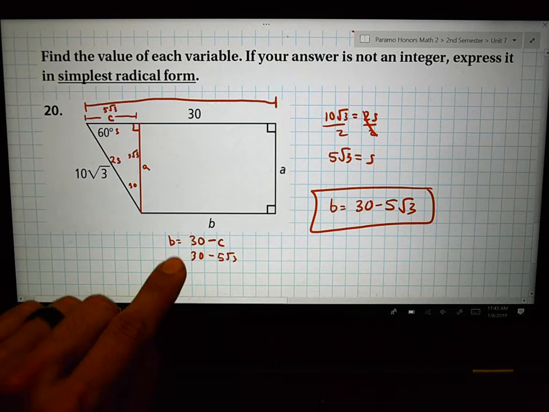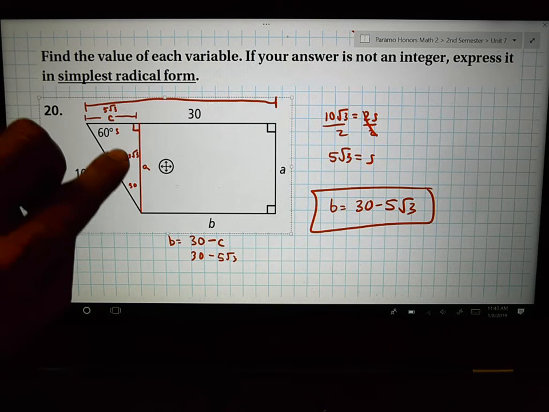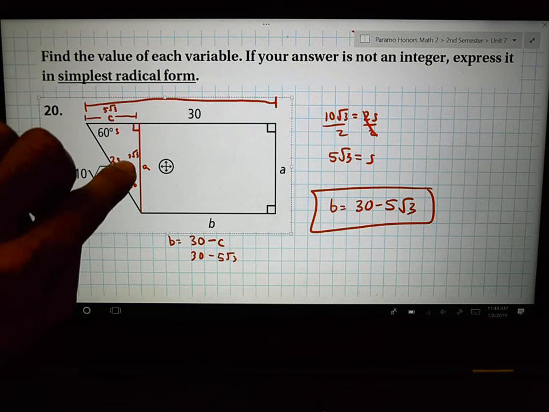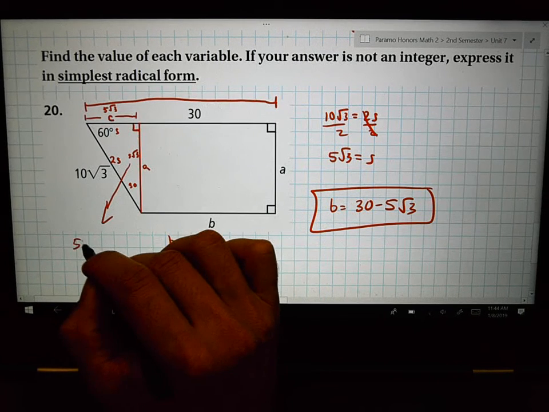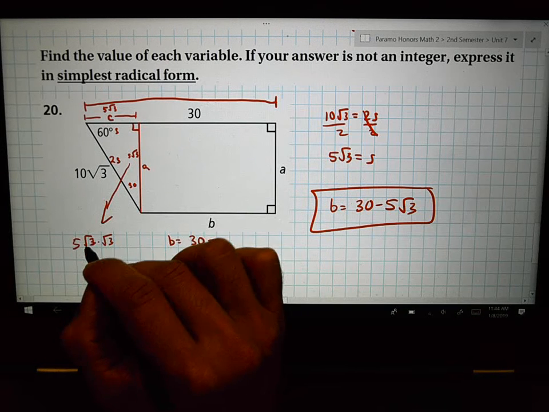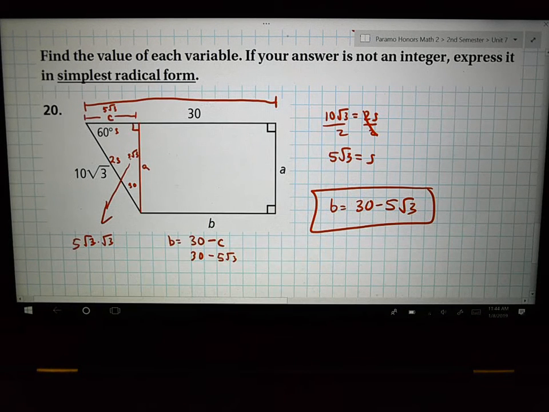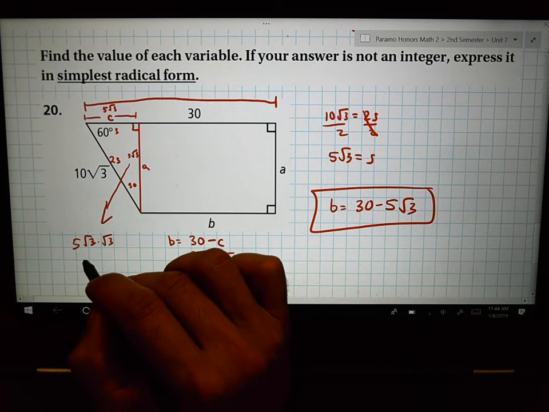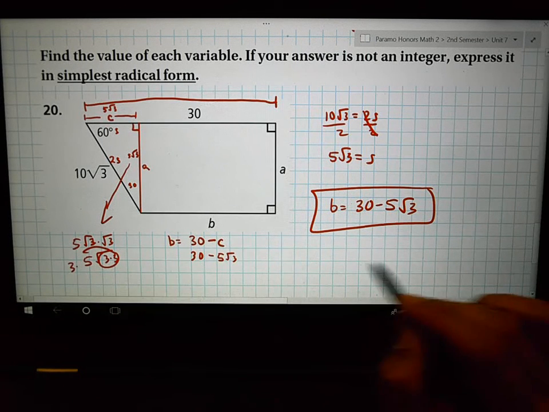Now, if I want to know what A's distance is, I have to take that S value and multiply it by root 3. 5 root 3 multiplied by the root 3. 5 root 3 is the S. Now we're going to take that and multiply it by root 3. Look at what I have to do here. I have a pair of 3 and a 3. Now I should know what A is.